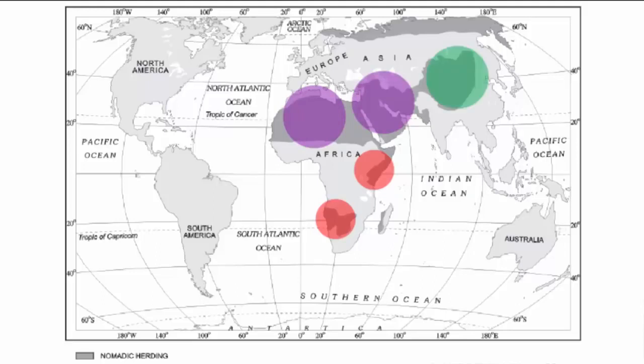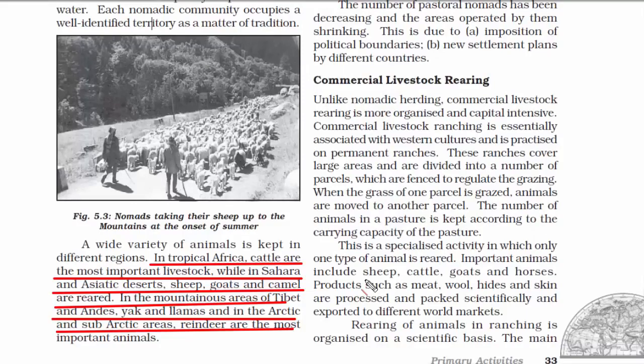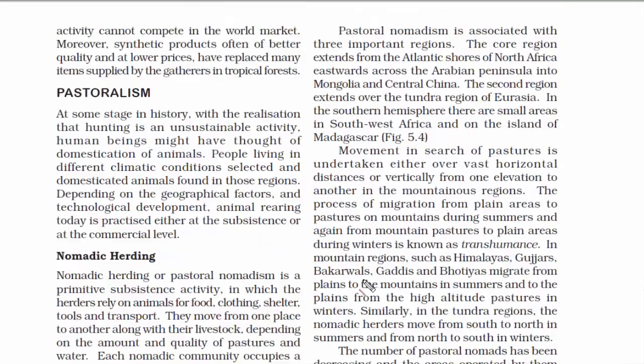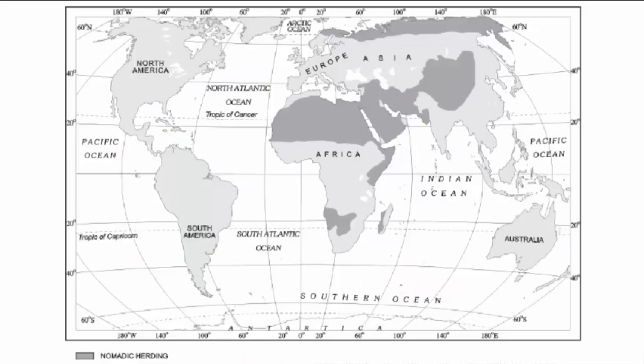In the mountainous areas of Tibet and the Andes, yaks and llamas, and in the Arctic and subarctic areas, reindeer are the most important animals. Nomadic herding is common in three important regions of the world. I'll show you everything on a map so that it's easy to remember. The first region is the Atlantic shores of North Africa, eastwards across the Arabian Peninsula into Mongolia and central China.